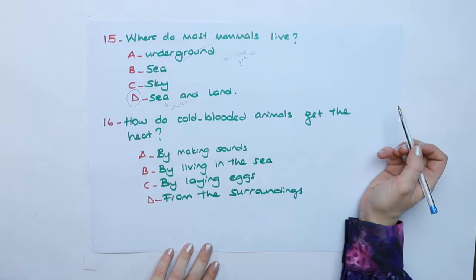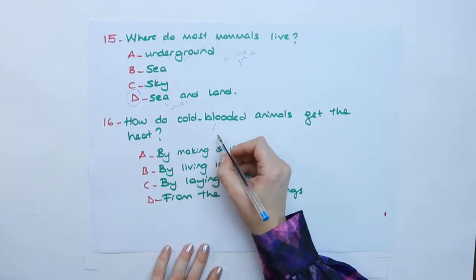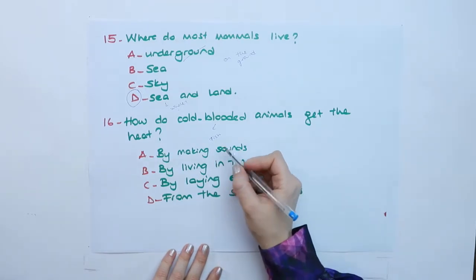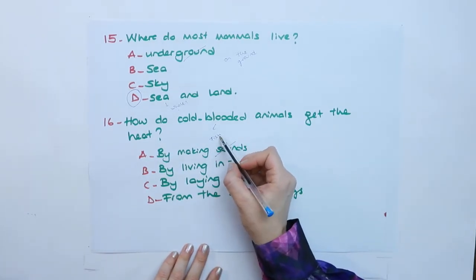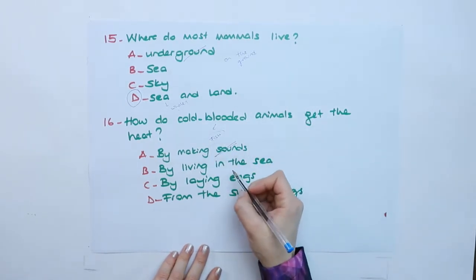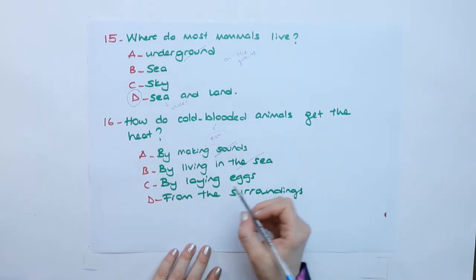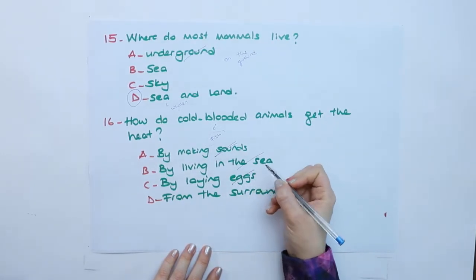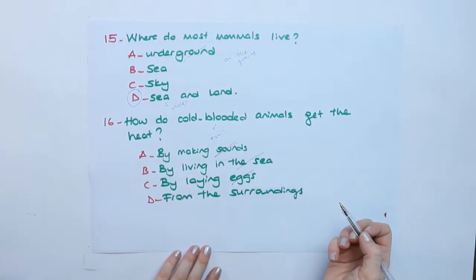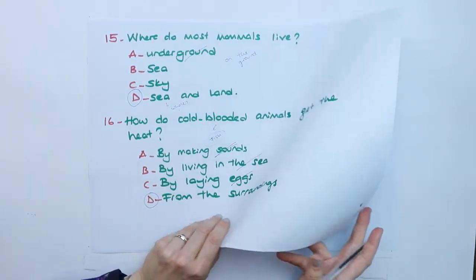16. How do cold-blooded animals get the heat? Now, cold-blooded animals, as an example, fish are cold-blooded animals. By making sounds? No, because they need to adapt their body temperature to the environment, so making sounds doesn't work. By living in the sea, yes, they are living in the sea, but it doesn't change their body temperature. By laying eggs is the way they reproduce, so it's not an option either. From the surroundings, yes, that's correct. Cold-blooded animals get the heat from the surroundings.